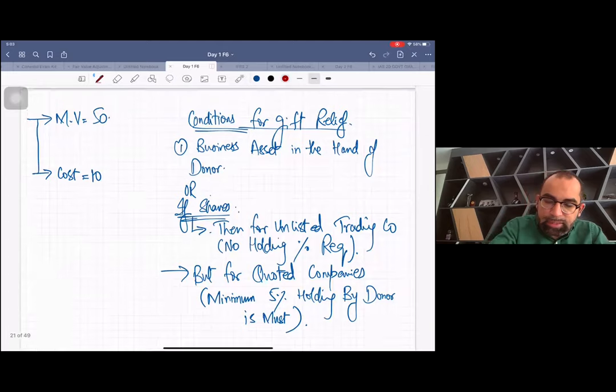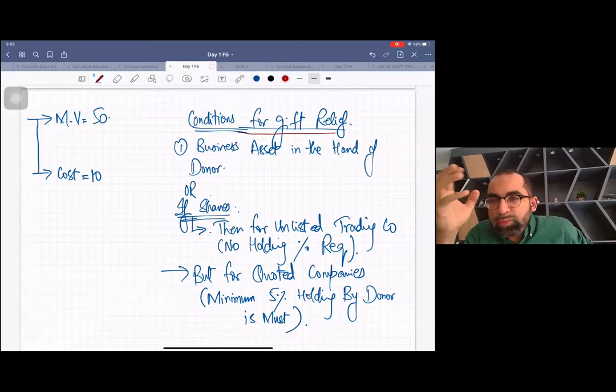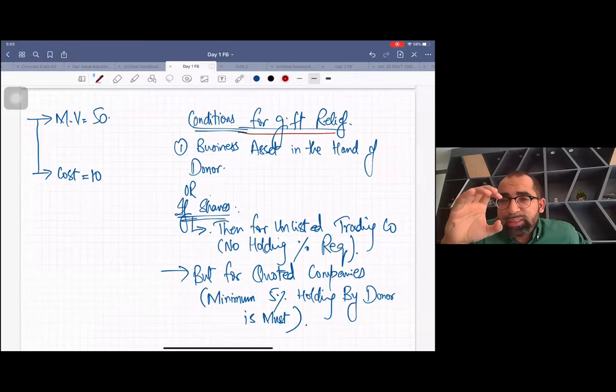Now, listen, these are the conditions for gift relief. First of all, business asset in the hand of the donor. For example, dad is giving a warehouse, a factory. So the donor, the dad is the donor. He must be using that asset for business purposes.